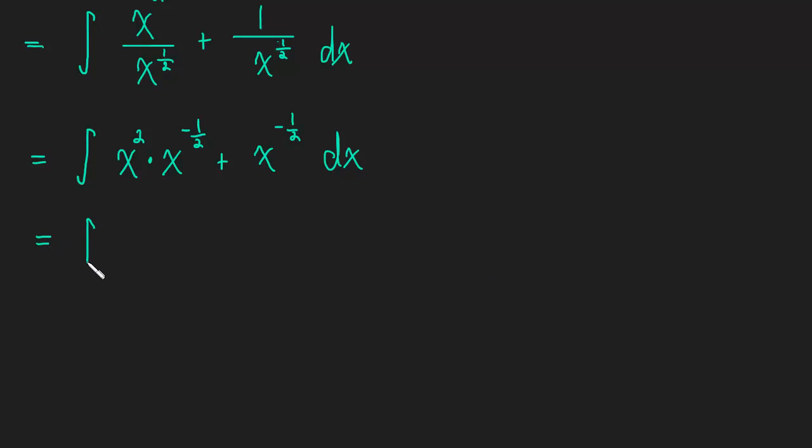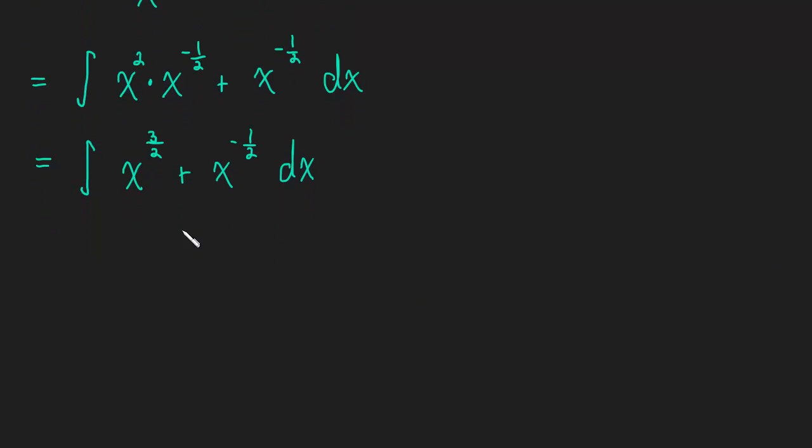Now let's simply multiply these two. When we multiply bases, we add exponents. So what is 2 minus 1/2? It's just 3/2, plus x to the negative 1/2. And now we have something that we can solve for, because we know how to use our antiderivative power rule to find these antiderivatives.